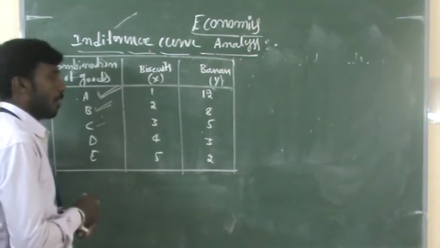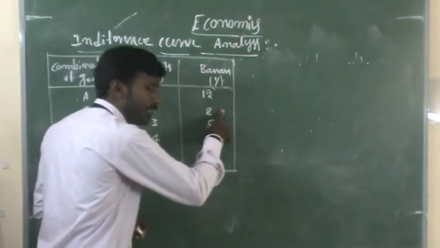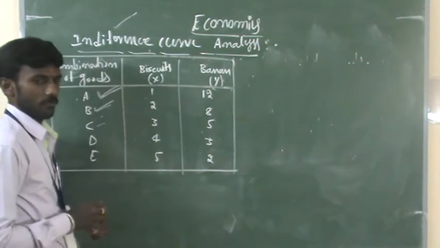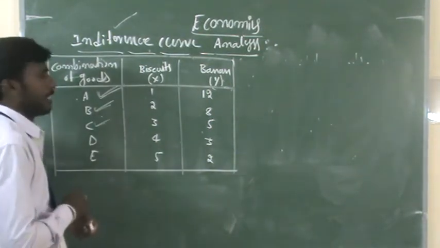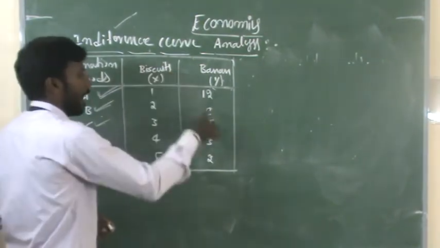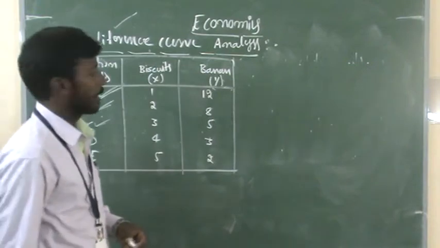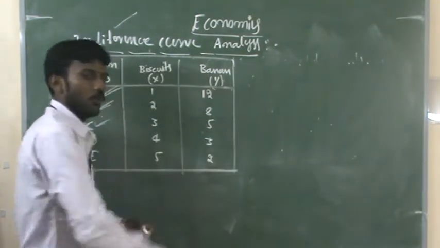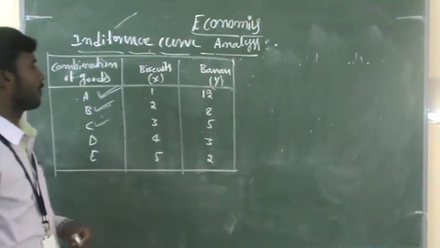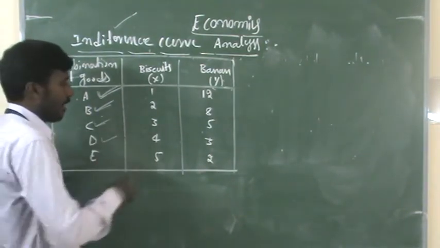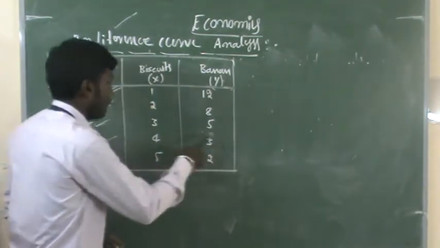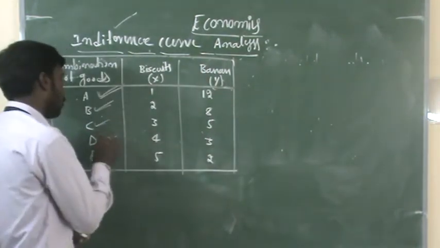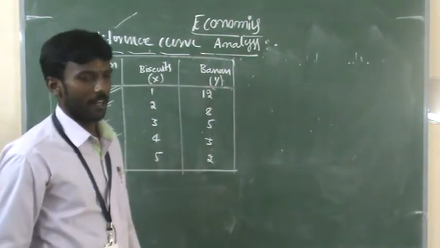Right. Now after the consumption of 2 units of biscuit and 8 units of banana, the consumer can get the equal level of satisfaction at the B combination. Or let us consider the C combination, which contains 3 units of biscuit and 5 units of banana. It means the consumer can consume 3 units of biscuit and 5 units of banana. Consuming them also gives the consumer an equal level of satisfaction. Or the D combination contains 4 units of biscuit and 3 units of banana. Right, 4 biscuits and 3 bananas. Consuming those as well, that combination also gives us the equal level of satisfaction.